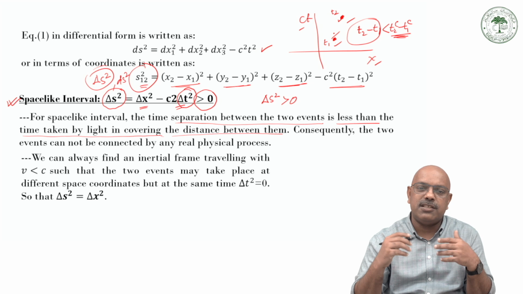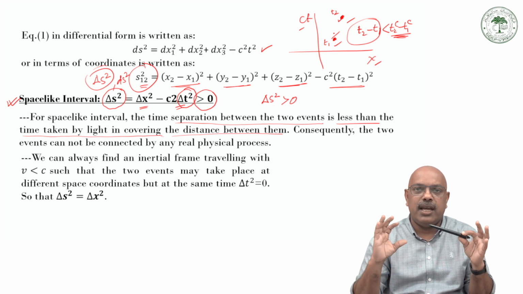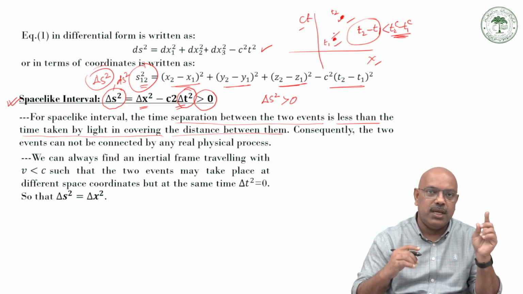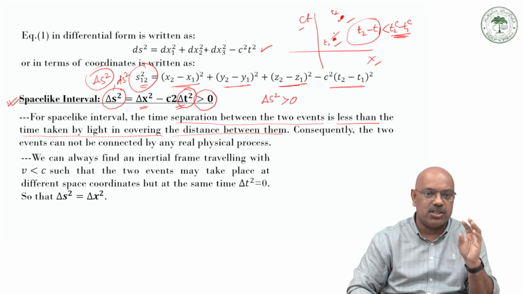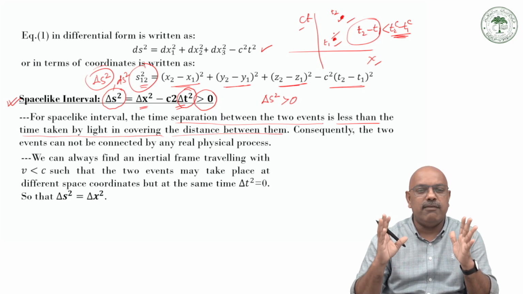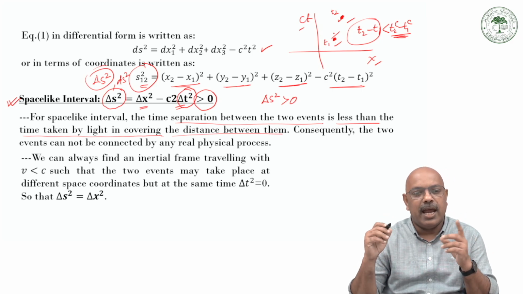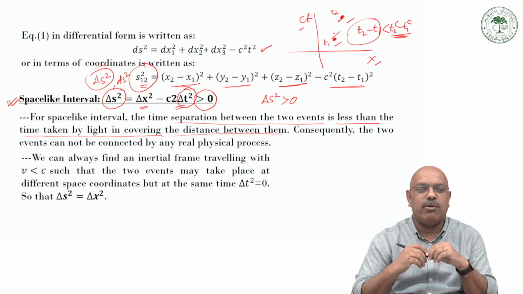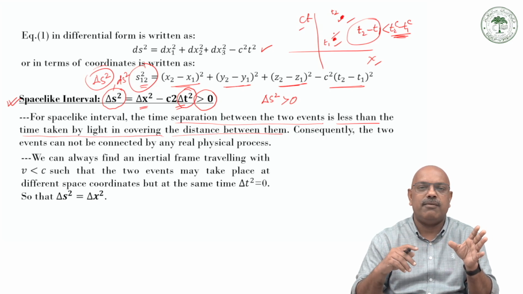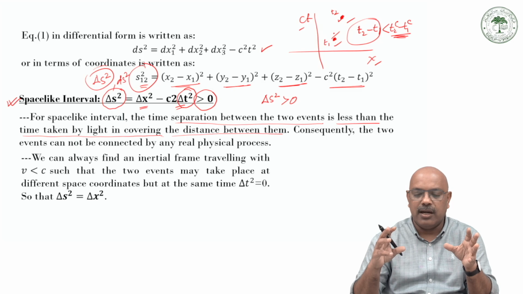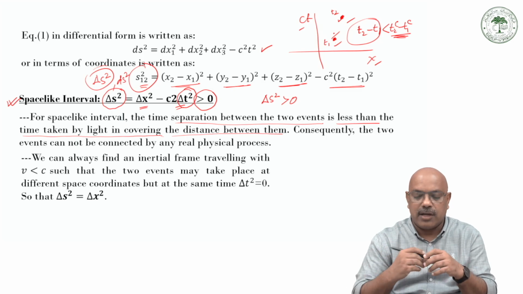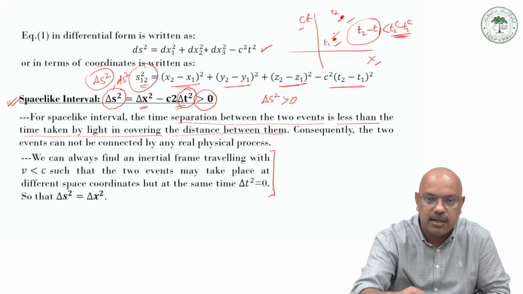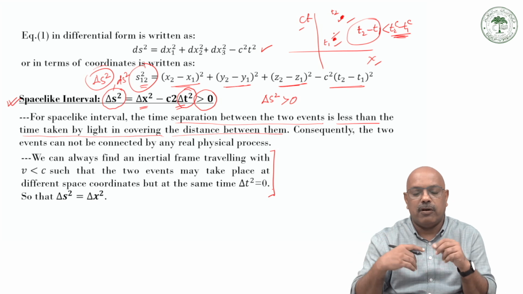So we can always find an inertial frame traveling with v less than the velocity of light, such that the two events take place at different space coordinates but at the same time, delta t equal to 0, so that delta s square equals delta x square. We will understand this later, and I am going to make this statement clear when we talk about it in terms of x and ct.